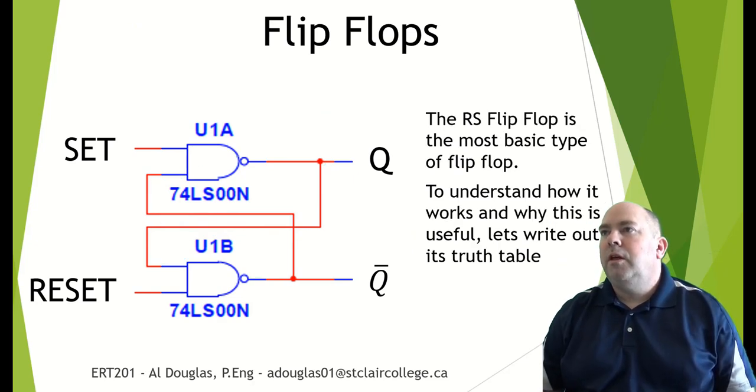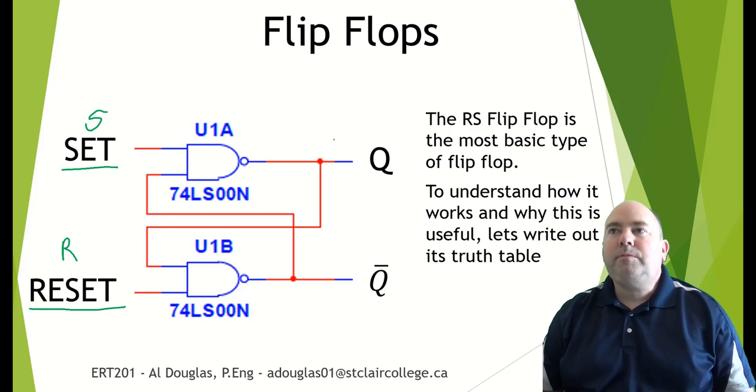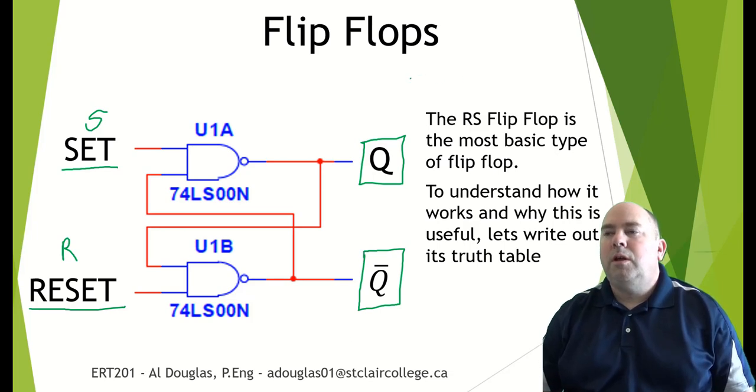So like we said, the RS flip-flop is the most basic type of flip-flop. To understand how it works, let's write out the truth table for this. So when we talk about this, we're going to have a set input, a reset input. I'm going to call this one R. We're going to call this one S. And we have two different outputs we're going to use. One is called Q, which is our main output. And then we have another one that we call Q bar. And as we know, Q and Q bar are always going to be opposite of each other, or at least they should always be opposite each other.